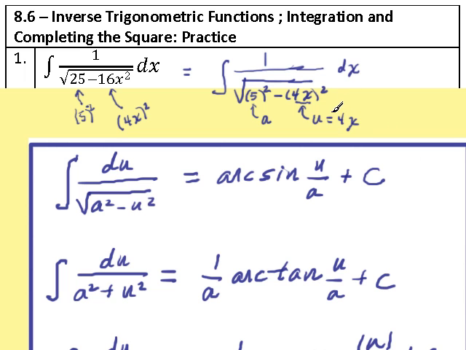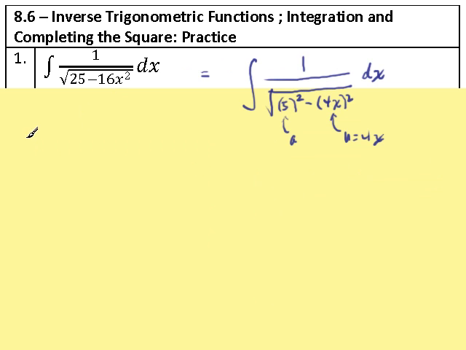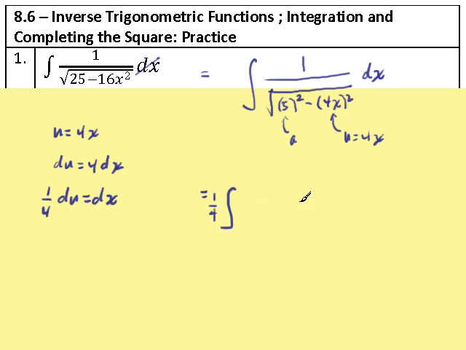So now we're going to do a u substitution to get this to look like this form. We're going to put u equal to 4x, and so du is 4 dx, and 1/4 du is equal to dx. Let's do our substitution now. For dx, we're going to substitute 1/4 du, and we have 1 over the square root of 5 squared, that's our a squared, minus u squared.